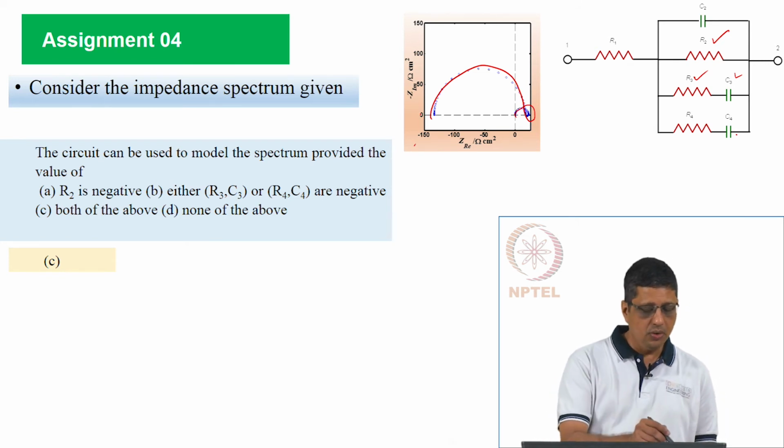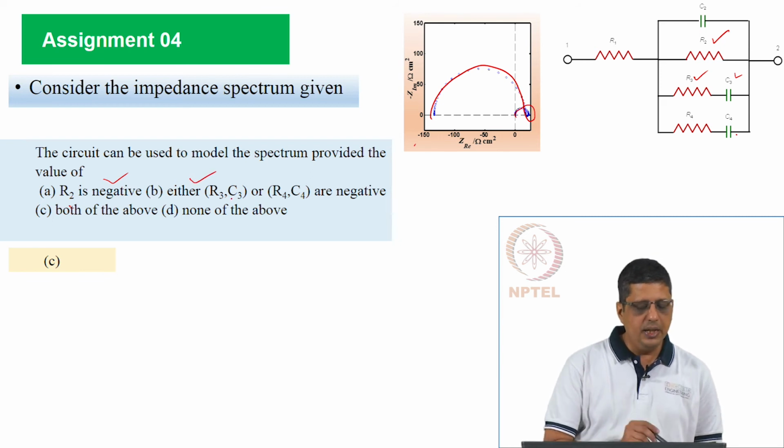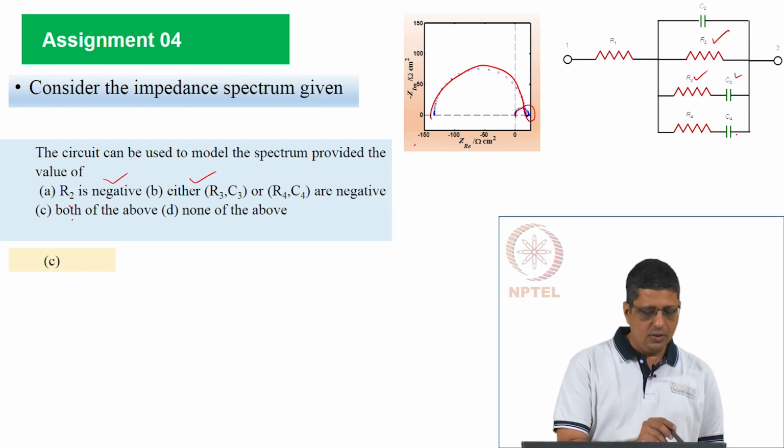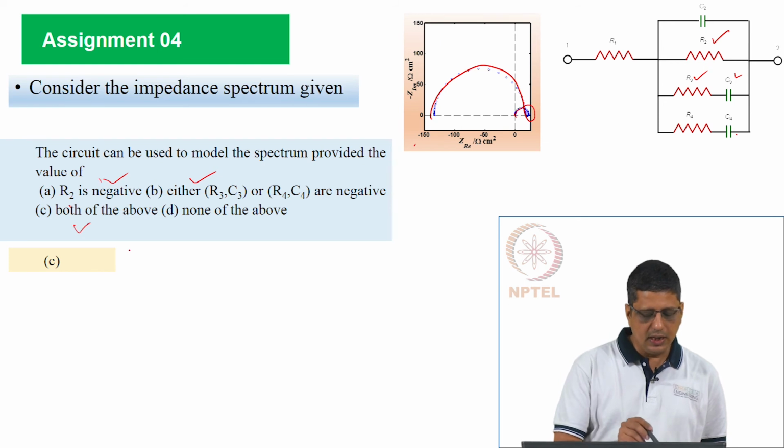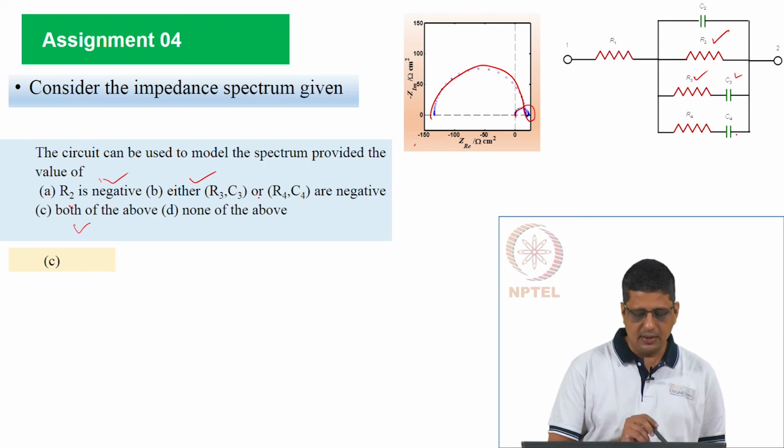Okay. So, it has to be A and B, okay. That means the answer is C, because you are given both of the above, or only R2 is negative or only this combination is negative.